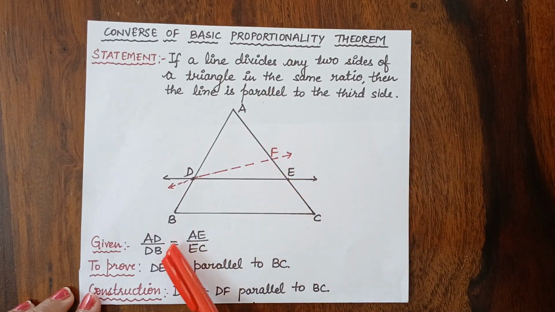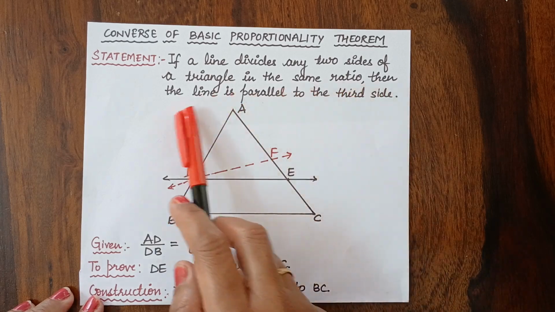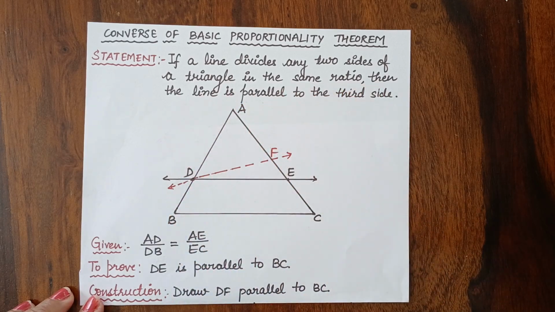So what is given to us? AD by DB is equal to AE by EC. What do we need to prove? We have to prove that that line is parallel to the third side. Then we have to prove that this line DE is parallel to BC.